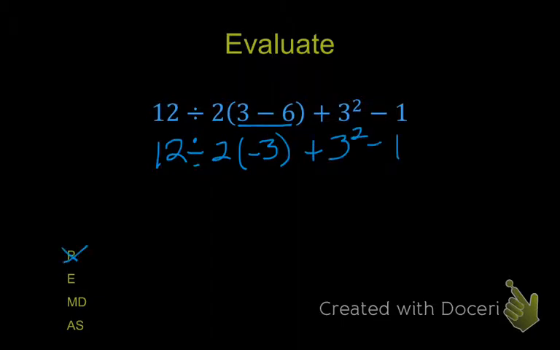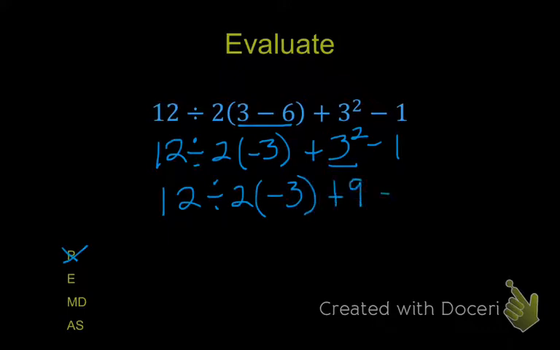I don't see any other things I can do inside parentheses, so now I'm going to move on to exponents. I have exponents over here on the right, 3 squared. So I'm going to solve that next. And 3 squared is 9.